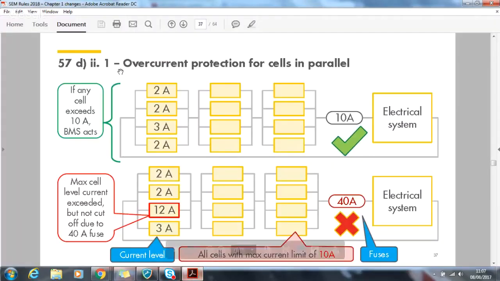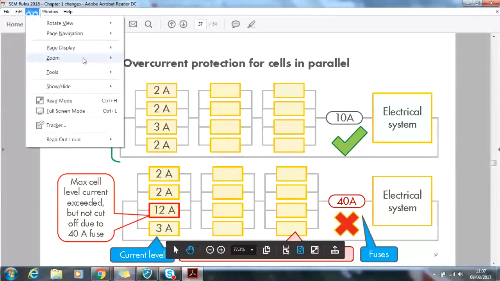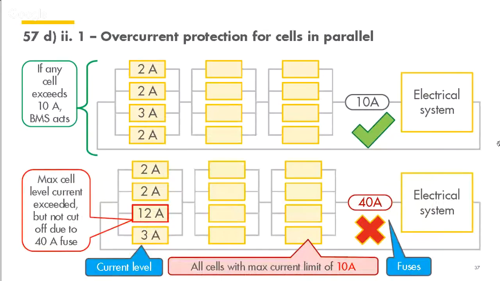For example, if you look at this picture, each of these cells here, assuming they all have a maximum current limit of 10 amperes. If you have a system like the above, and one of them exceeds 10 amperes, it is protected. If you have the system below, with the same kinds of cells, and if, let's say, one of the cells exceeds 10 amperes, and you put a 40 amp fuse at the end, it will not cut off, and the system is not protected. So this is what we need if you're doing a series parallel combination.